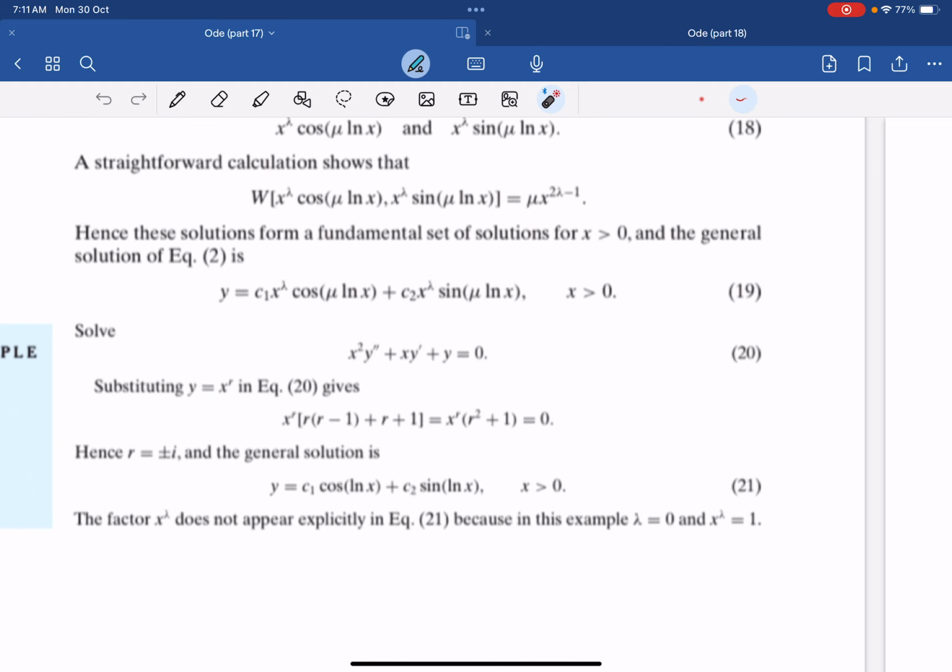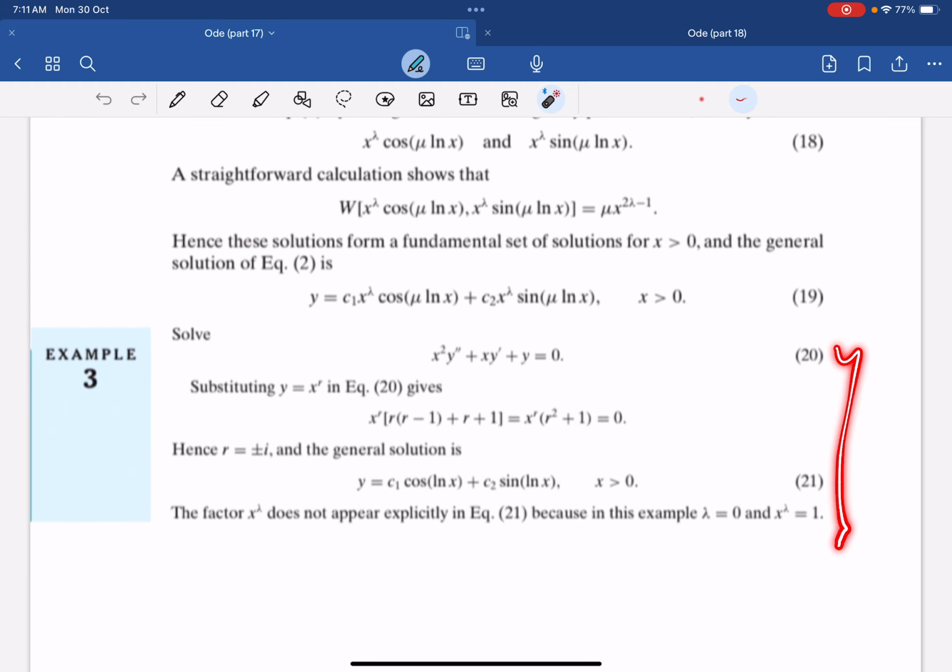We see an example to help us verify our understanding. Our r is plus or minus i, so the solution will be just c1 cosine ln x plus c2 sine ln x. Because the real part here is 0, x to the 0 is 1. Then the sine is sine of 1 times ln x, so it's sine ln x.